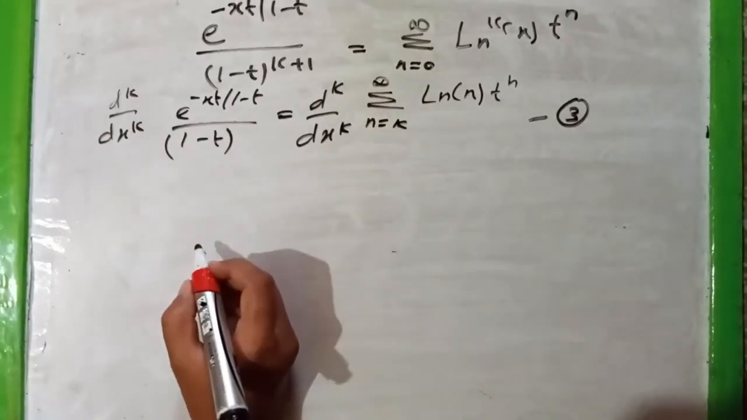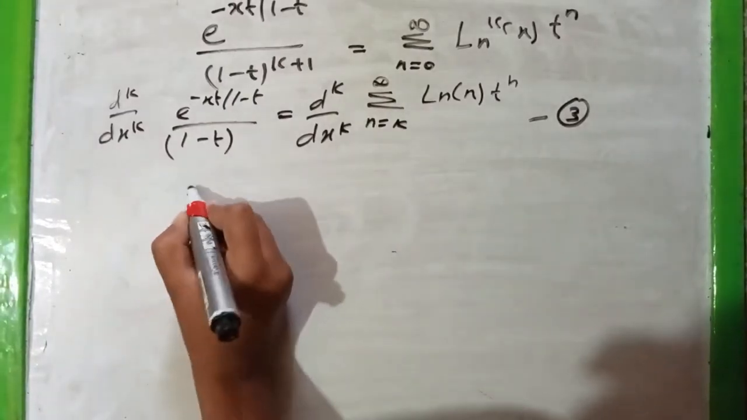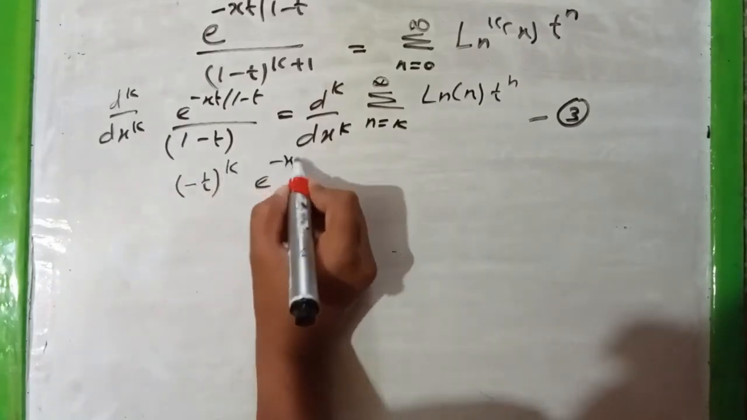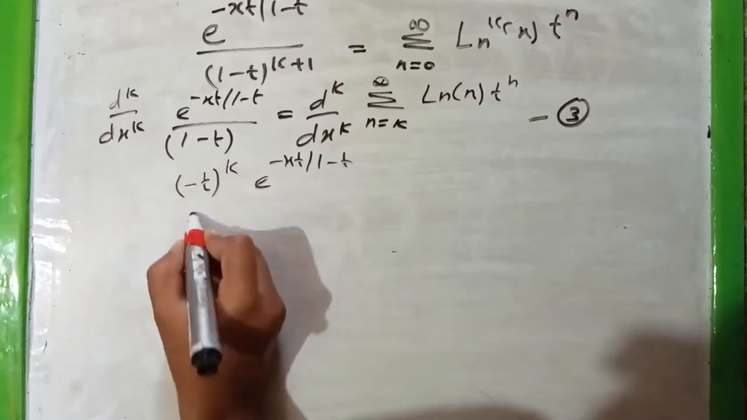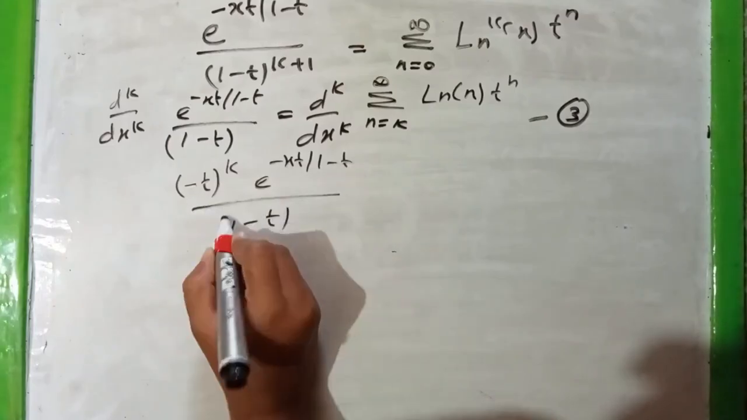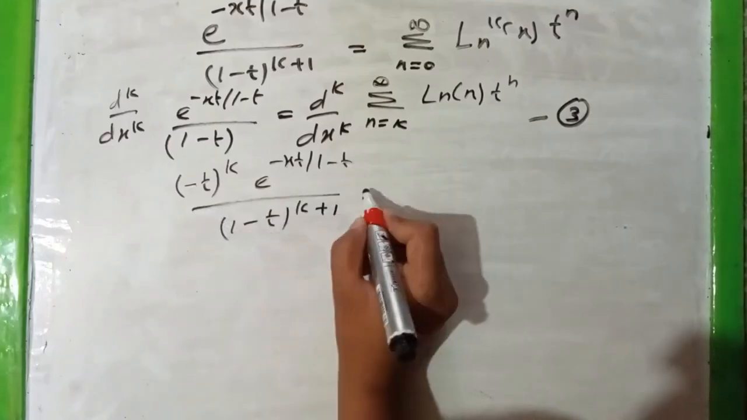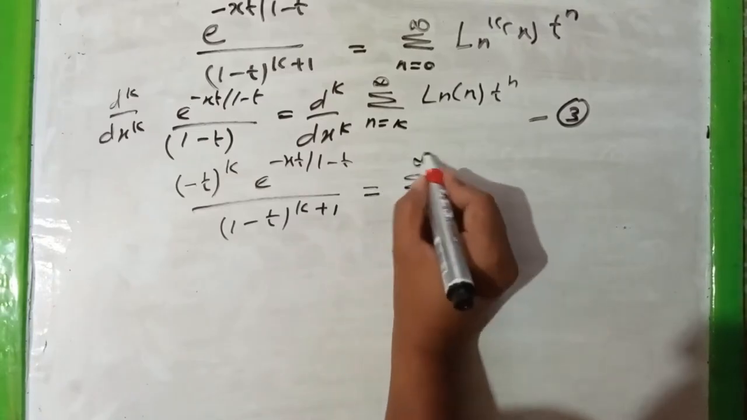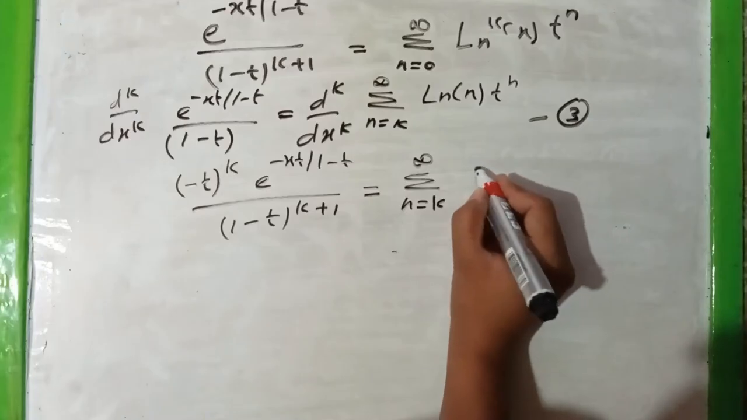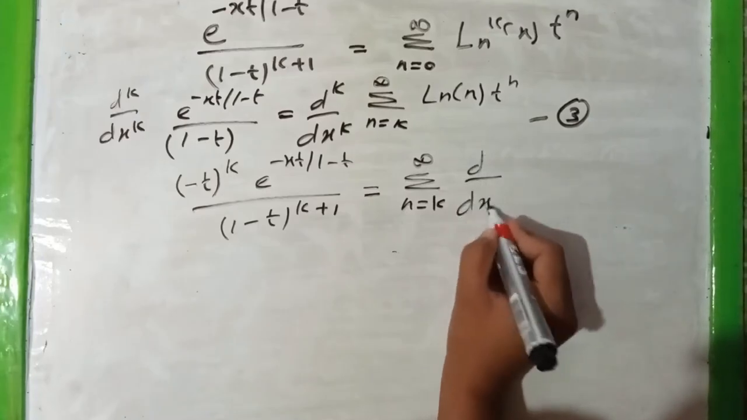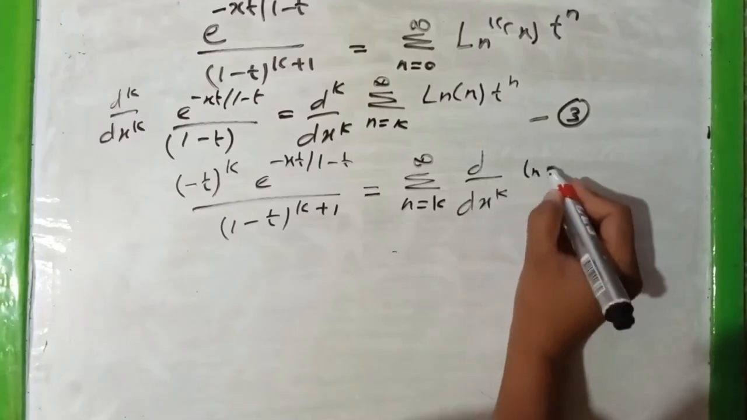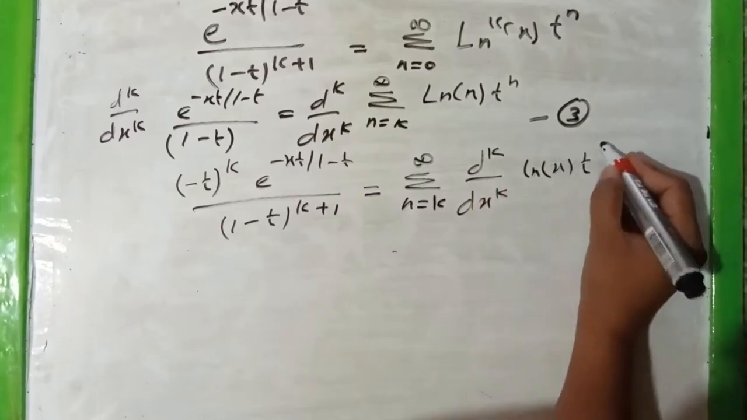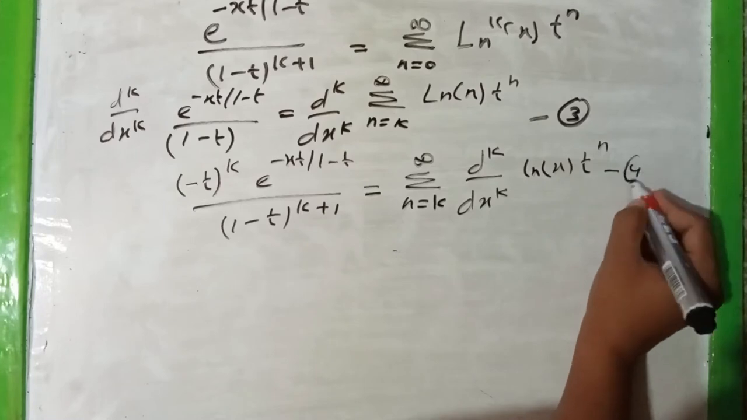So equation 3 becomes (-t)^k e^(-xt/(1-t)) / (1-t)^(k+1) is equal to summation n = k to infinity kth derivative of L_n(x) with respect to x, t^n. This is equation number 4.